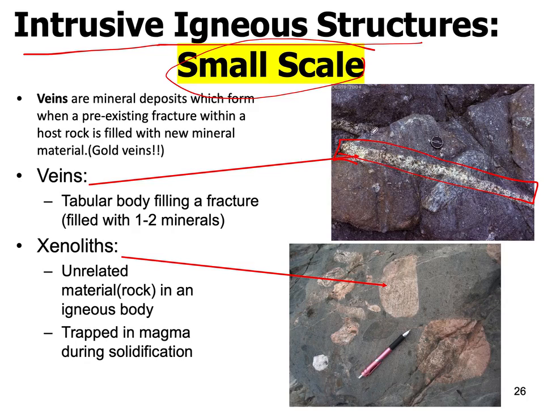So what happens is they are formed by aqueous solution, right? Veins are mineral deposits which form when there is a pre-existing fracture or fissure, and eventually one or two minerals are finally deposited in these fissures or fractures in the host rock, filled with new material. So this new mineral material can fill up the fissure or fracture that was present before, pre-existing, right? So these are known as veins.